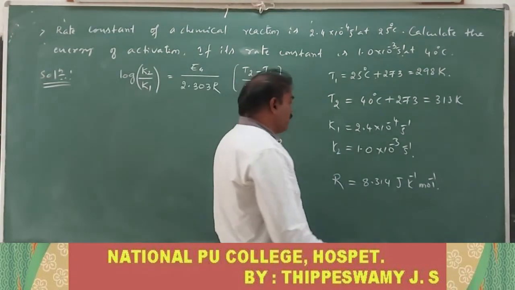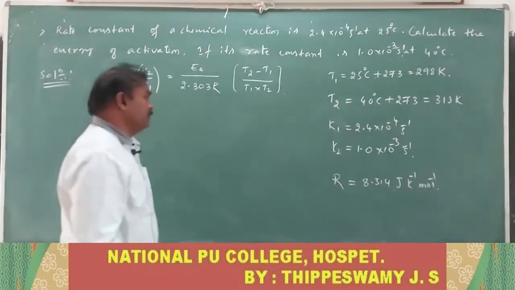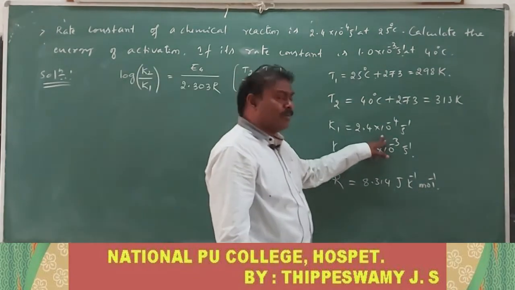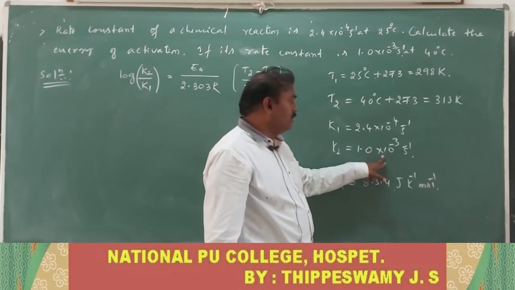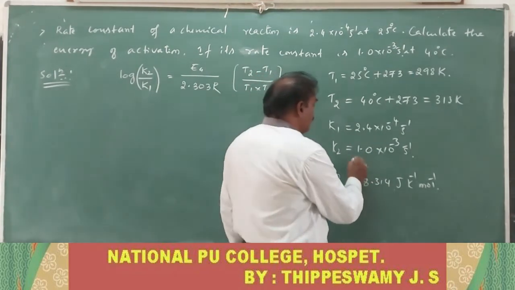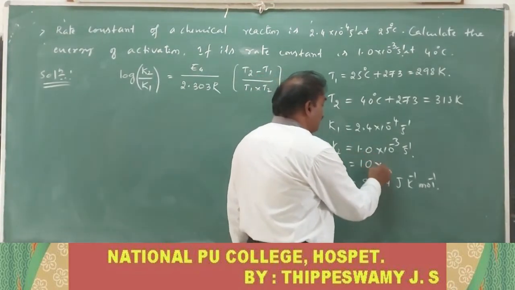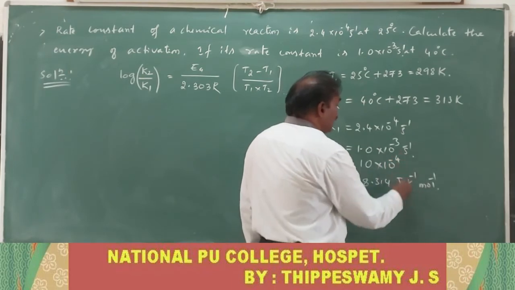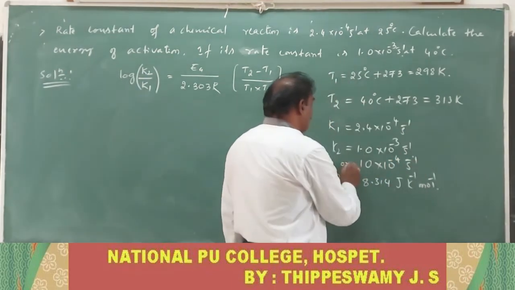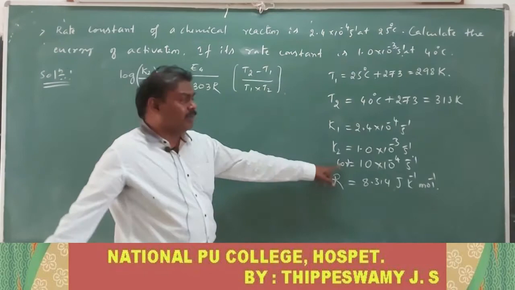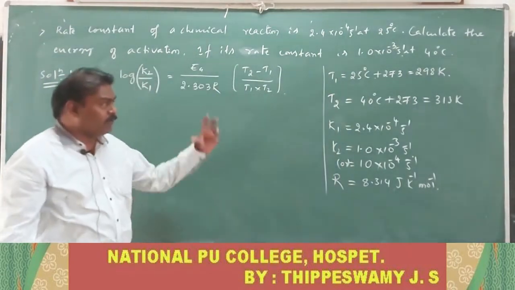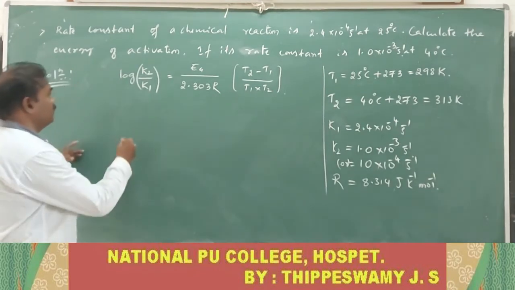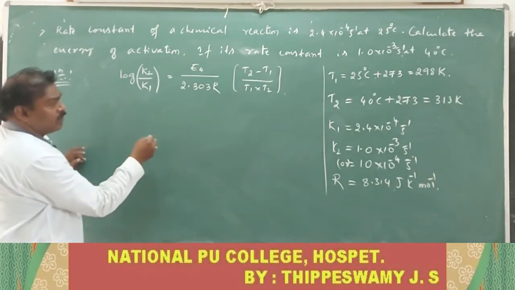Okay, now here, I substitute the values. Just to make some alteration here, in order to cancel the values, I am changing this one. Instead of 1.0, I take 10 into 10 to the power minus 4, that is per second. So both are the same only, okay? In order to get simplification, I just make it easy for the calculation. Now you substitute the values here. What is K2?